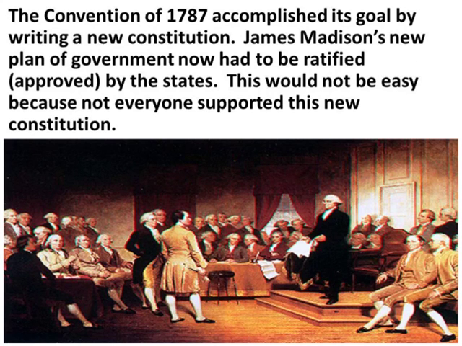The Convention of 1787 accomplished its goal by writing a new Constitution. James Madison's new plan of government now had to be ratified, which means approved, by the states. This would not be easy because not everyone supported this new Constitution.